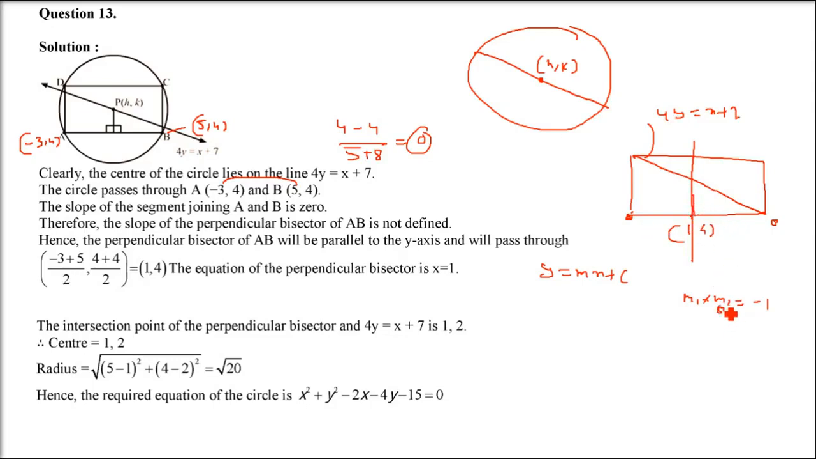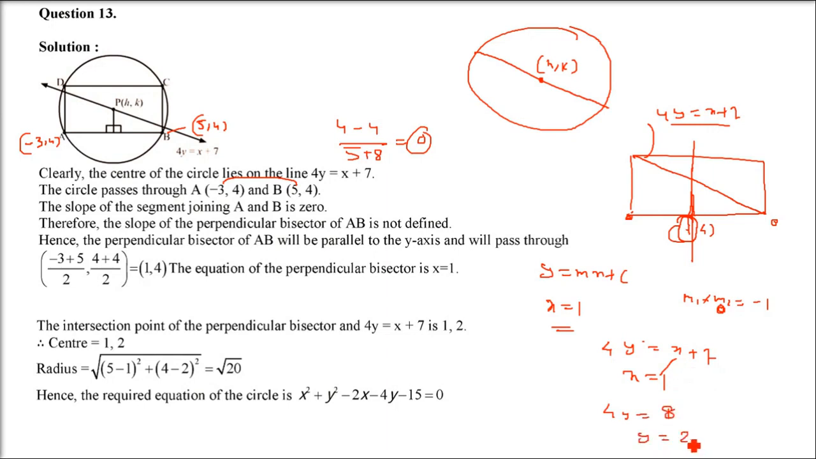The equation of this line perpendicular to AB is x equals 1. So you have to understand, m equals 0 means parallel to x-axis. The line which is perpendicular to that line will be only parallel to y-axis, only x will come. So x equals 1 is the equation of the perpendicular bisector. This line is passing through 1, 4, x equals 1. But the line which is diameter is 4y equals x plus 7. So if we can find out the intersection of these 2 lines, we'll get the center.